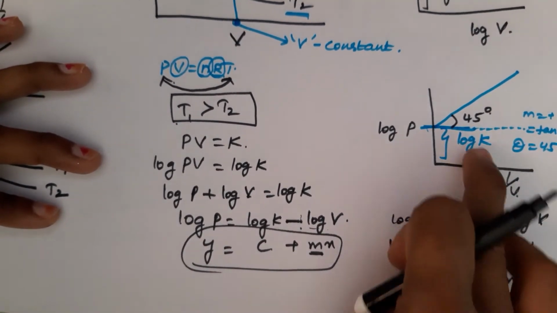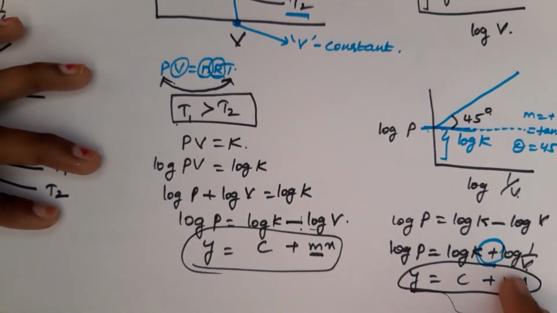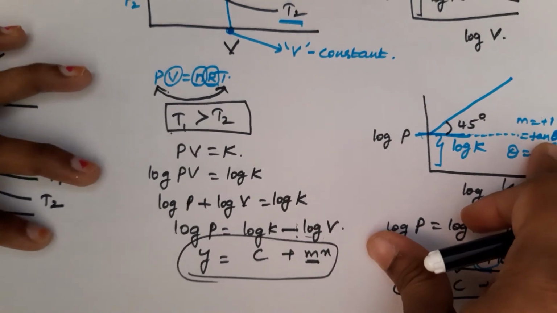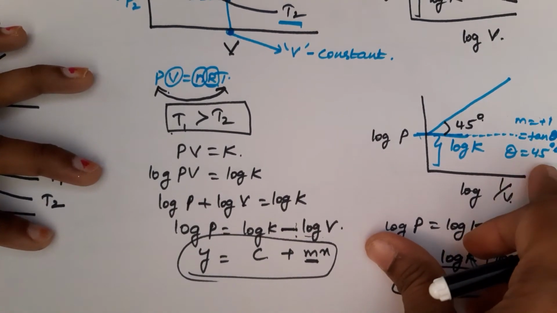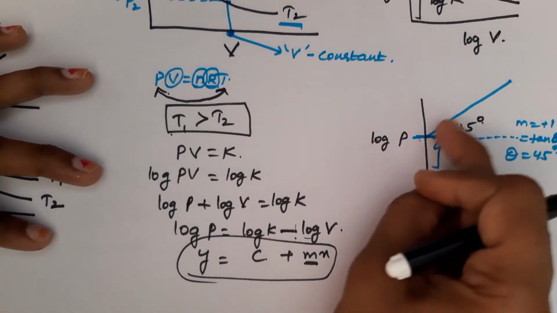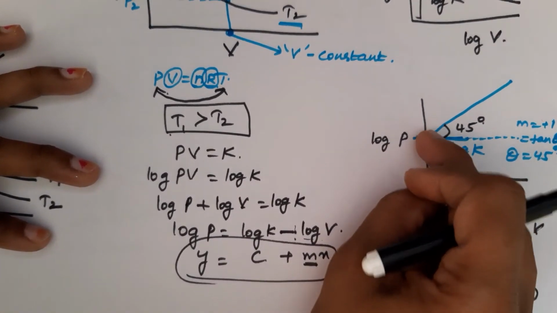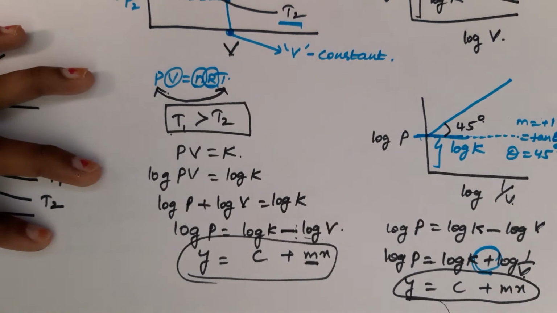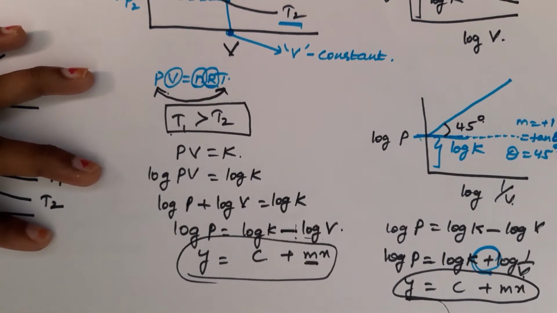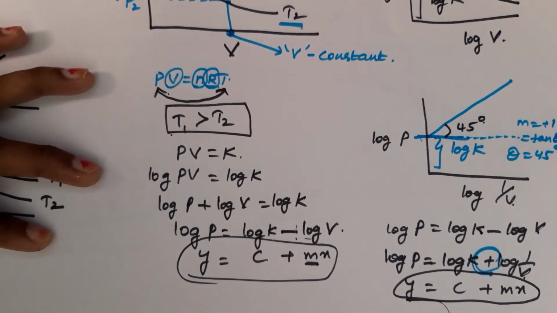Here the intercept is log K. Here the slope is plus 1, and plus 1 is nothing but tan theta. Tan theta equal to 1 means theta is equal to 45 degrees. If you draw this line, then we can get a 45 degree angle here. And this is a simple trick to remember the graph.